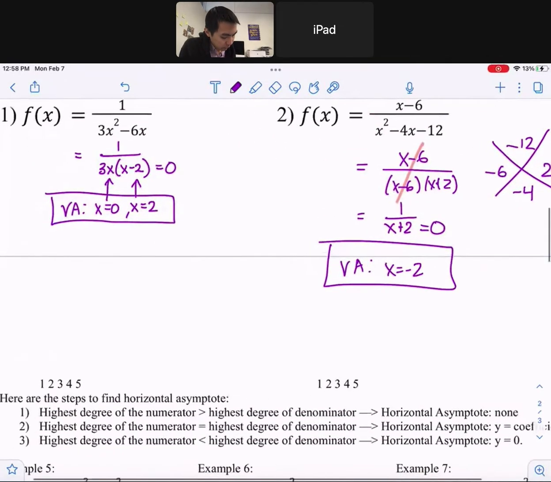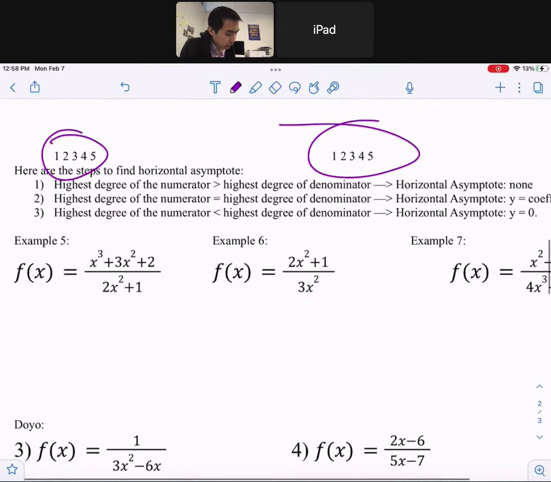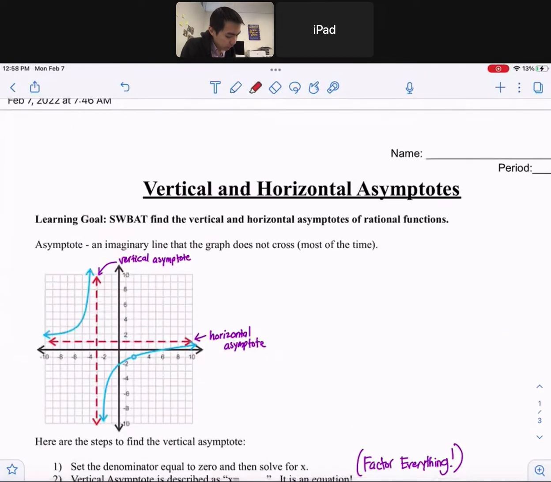So make sure you scale it from 1 to 5 on your level of understanding. And now let's go to horizontal. All of that was to find out how we find our vertical asymptote. Now we're going to figure out how we find our horizontal asymptote.